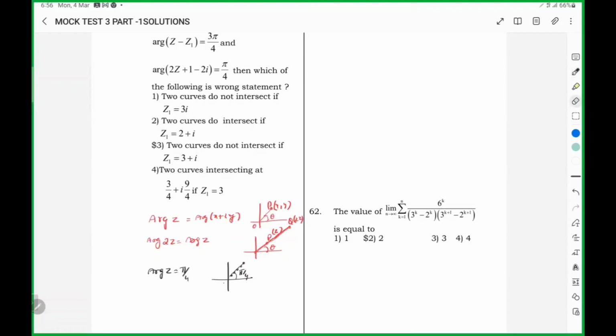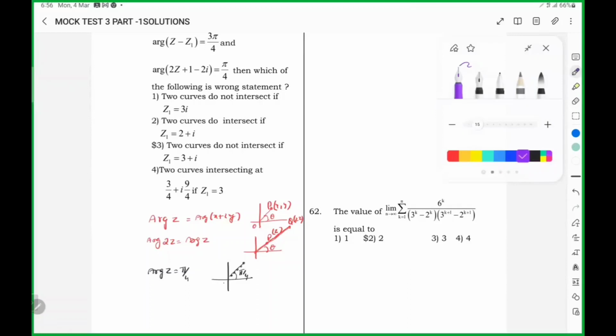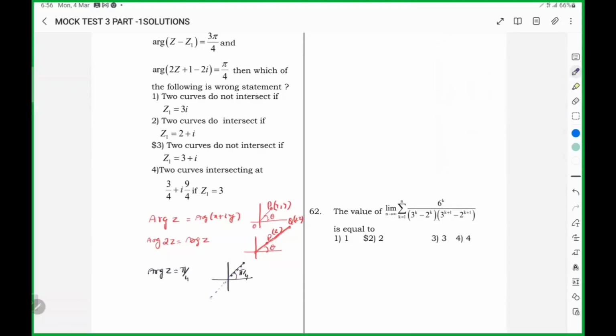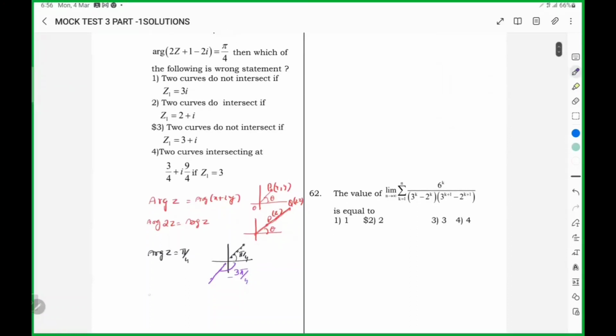Why? If you take these points, or here itself I show so that you can see the difference. If you take the points here, its argument is minus 3 pi by 4. Same line, but arguments are different. Now let us discuss this question.